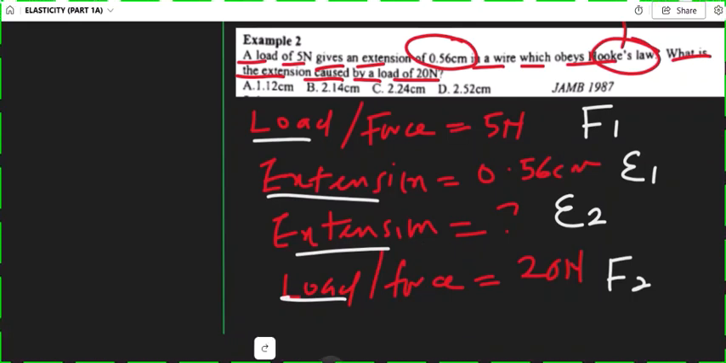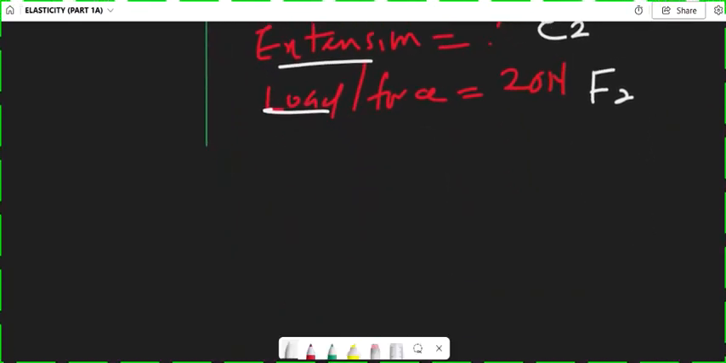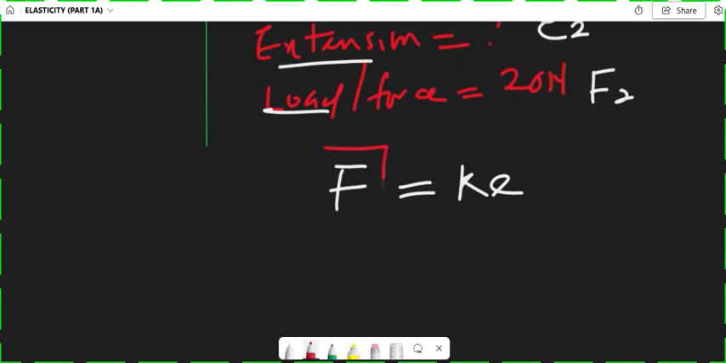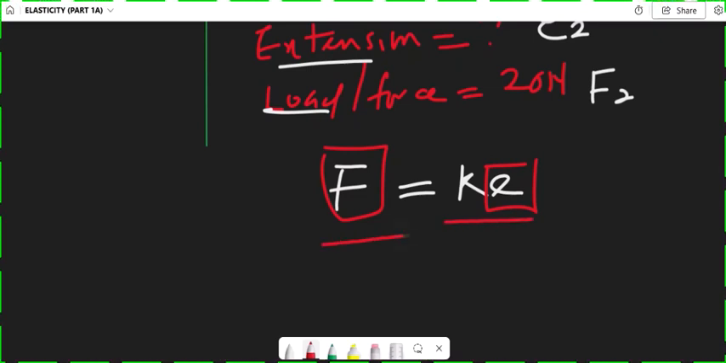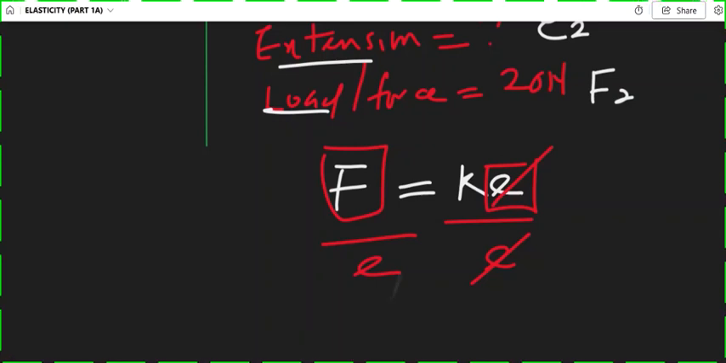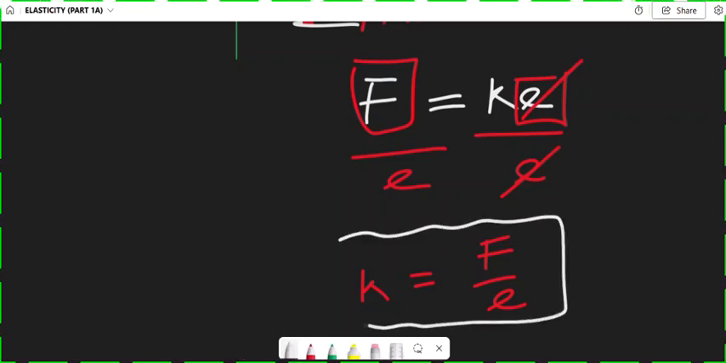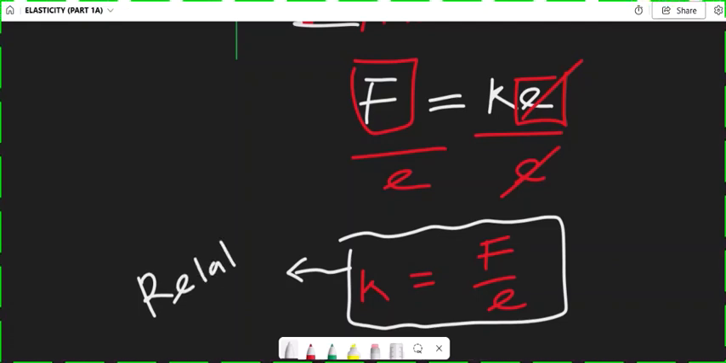Considering our Hooke's law, we say Hooke's law is F is directly proportional to your extension. So if you want to get the relationship between your force and your extension, what are we supposed to do? We need to divide both sides by the extension so that we can have the constant K standing alone. So we have F all over E. This you are seeing is the relationship.